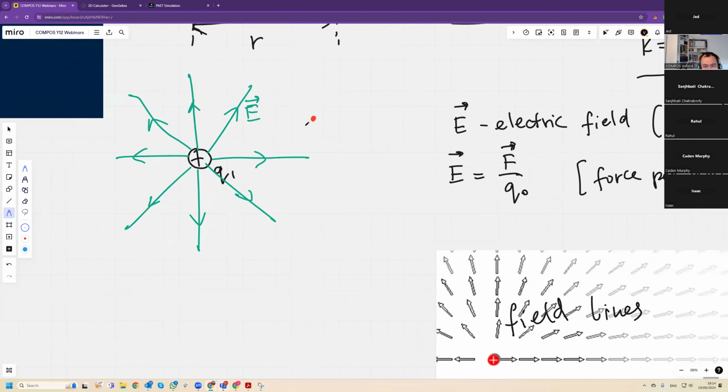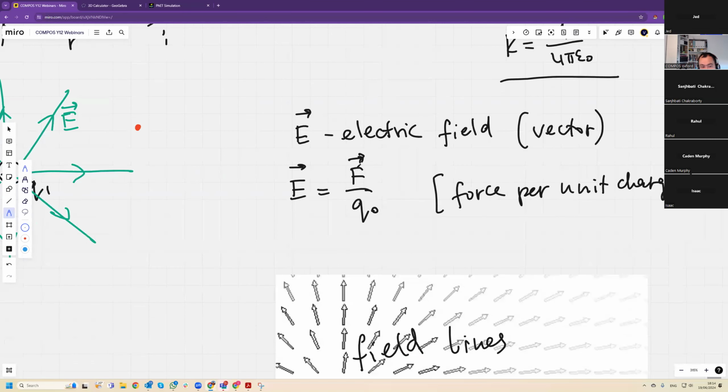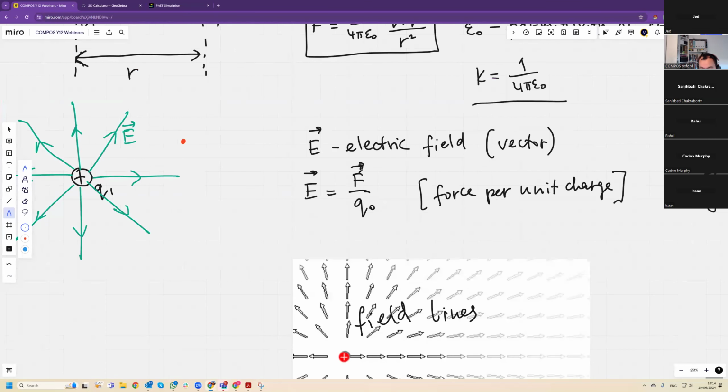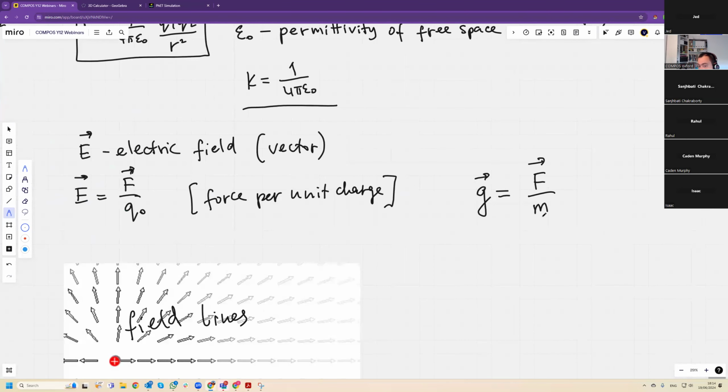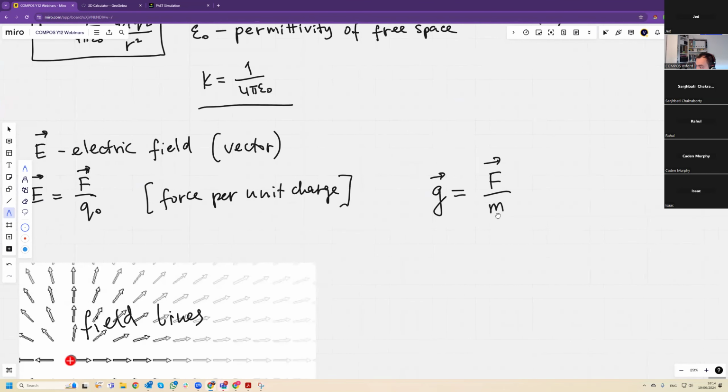Hopefully not now. And the electric field is defined as the force per charge. Electric field is force per charge, and the gravitational field is force per mass. So yeah.